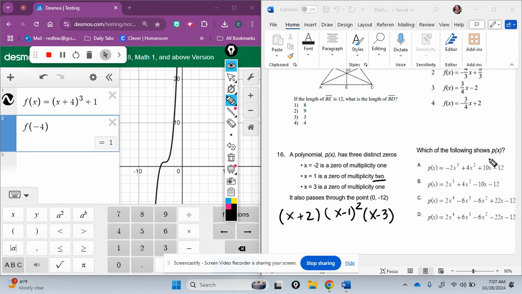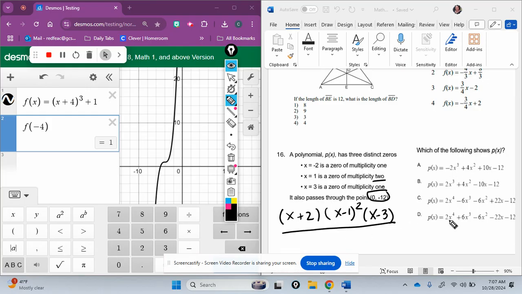So it says, which of the following shows P of X? Which one of these is P of X? But you got to remember that it has a y-intercept at 0, -12. So what you're going to do, plug that in Desmos. This is your factors, and then match. But first you got to think, what is the degree of this? You have 1, 2, 3, 4. Okay? So the degree is 4.